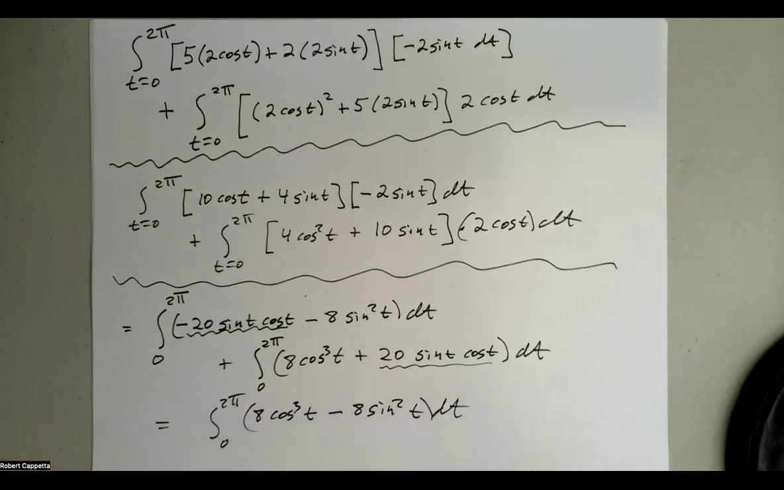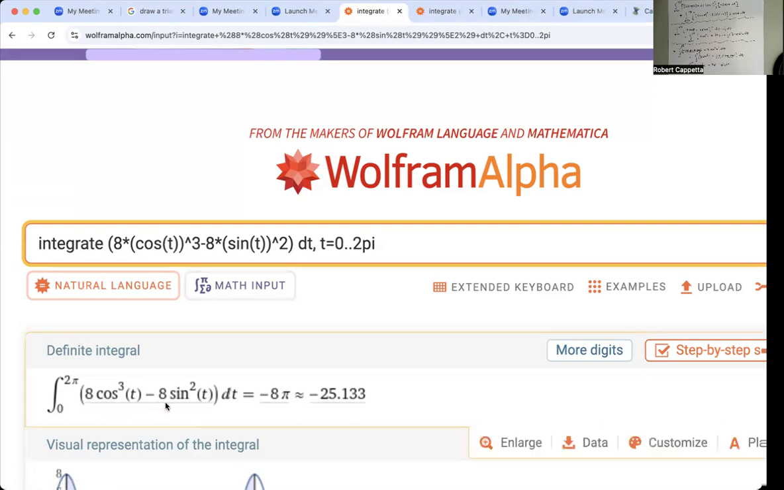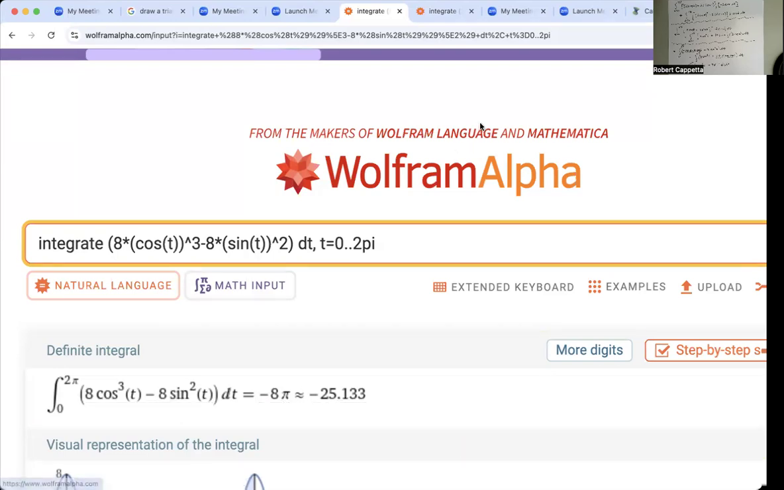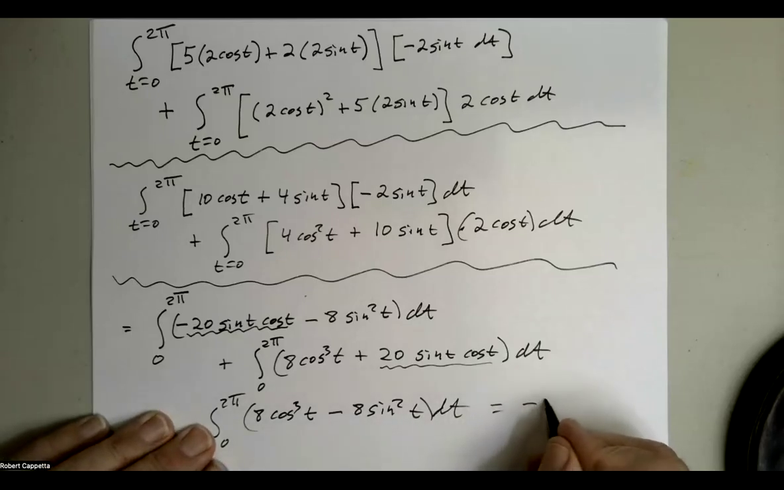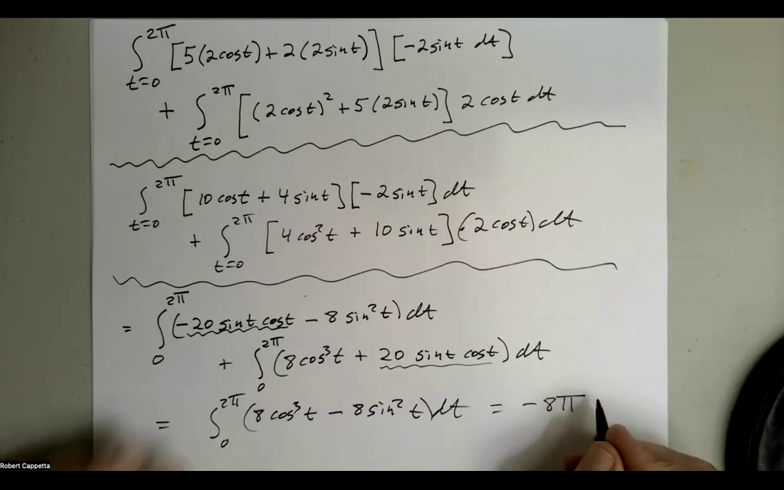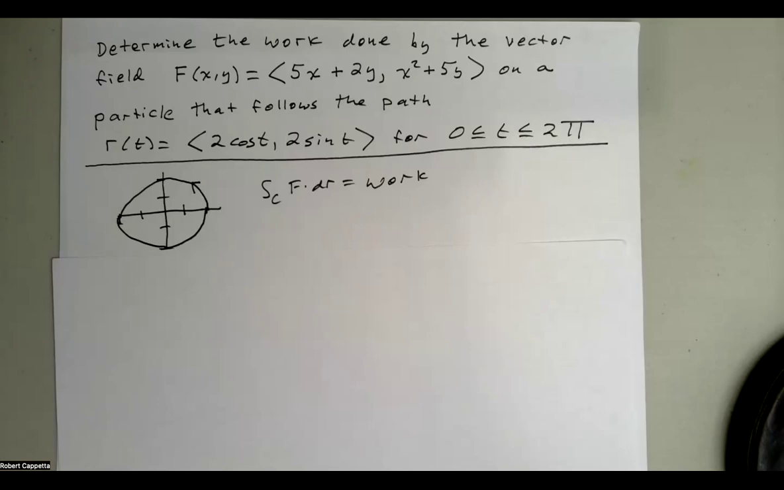So let's go ahead and feed that to technology and see what we get. So notice how I have it written, 8 times cos t to the third power minus 8 times sin t to the second power. Check the syntax, make sure it looks good, and our result appears to be negative 8π. So after all of that, we get negative 8π. But remember, we wanted the work done by the vector field on a particle that traversed a circle of radius 2. So this is what we have.